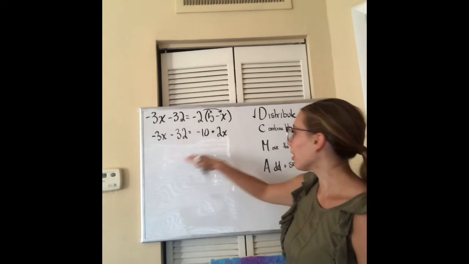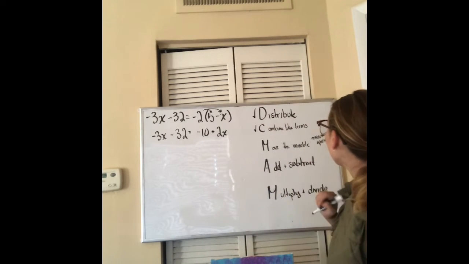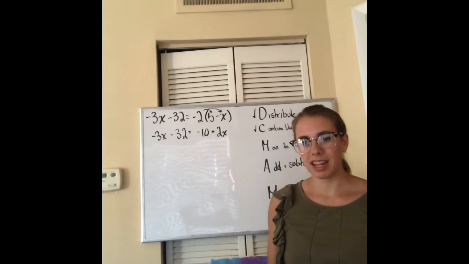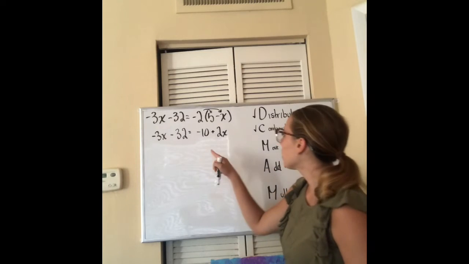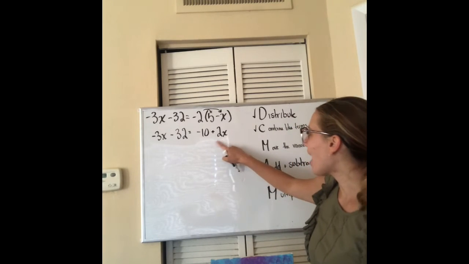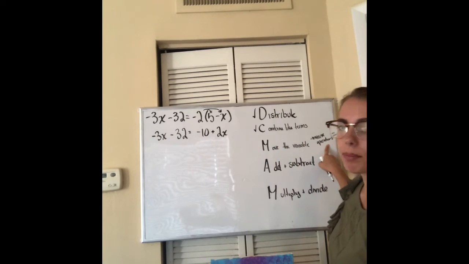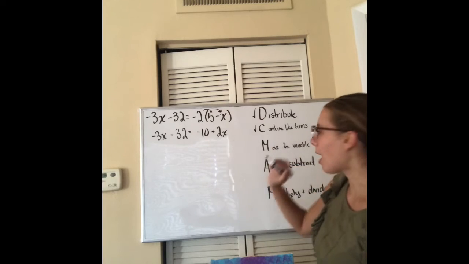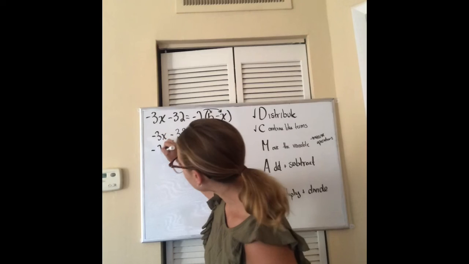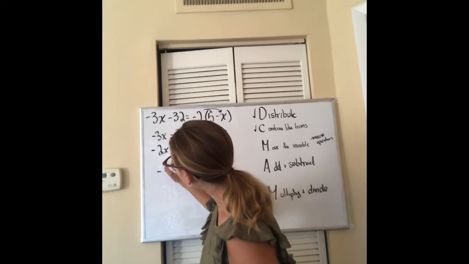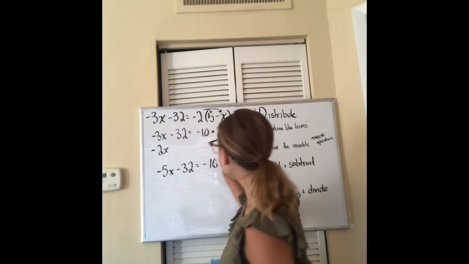Step 2, combine like terms. There are no like terms on either side of this equation, so we're done. Check. Step 3, move the variable using inverse operations. I like to keep my variables on the left, so I'm going to move this 2x to the left side of the equation with inverse operations. So this is a plus 2x, so I'm going to subtract 2x from both sides. And I end up with -5x minus 32 equals -10.